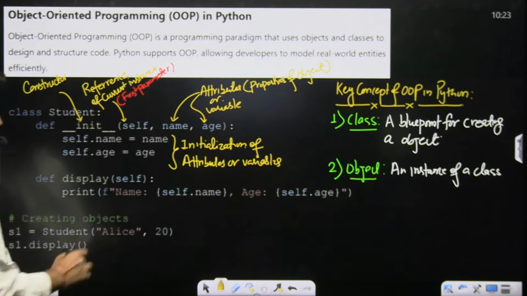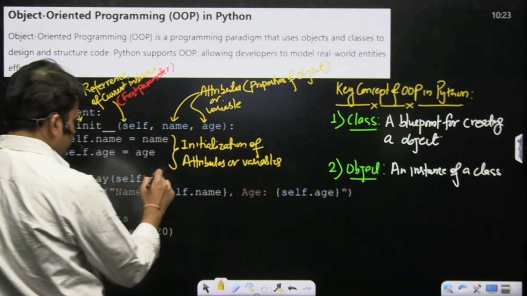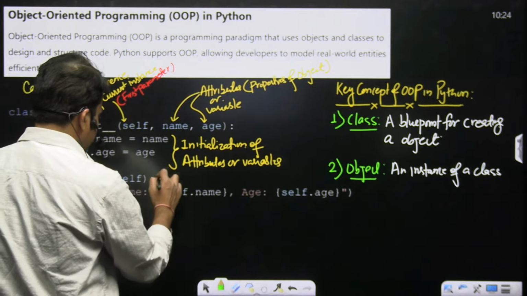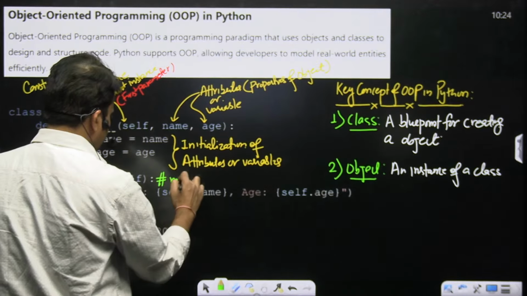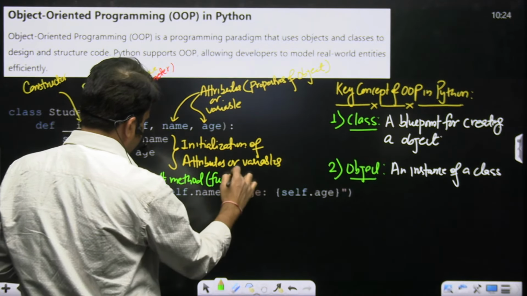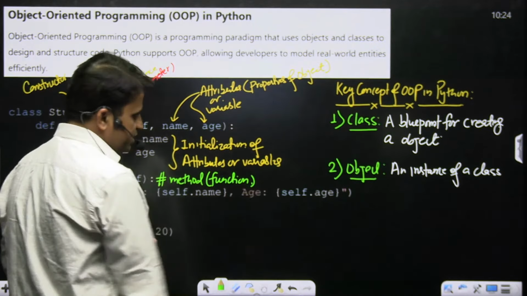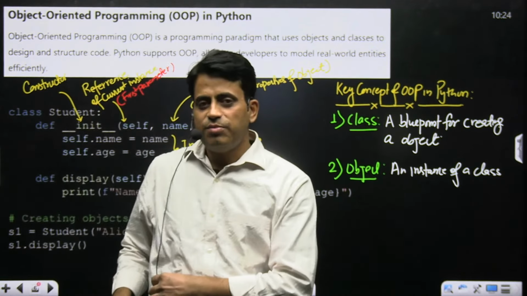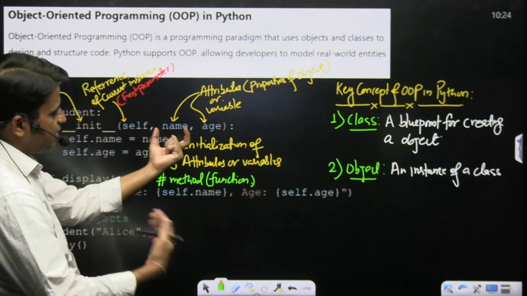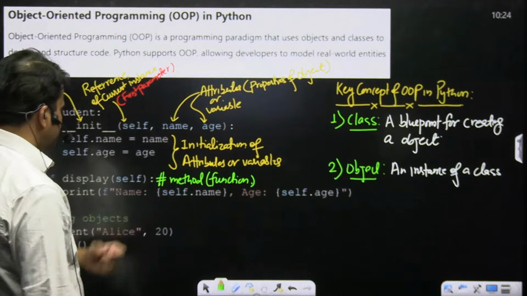And this is a method or function. This display is a method, or we can say a function. In C programming, we say member function and member variable. So these are the member variables, name and age, and these are the methods, or we can say functions.